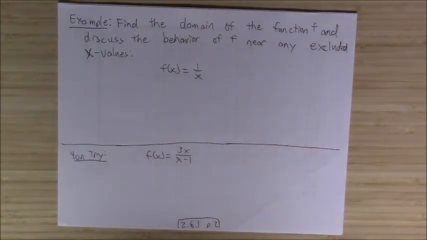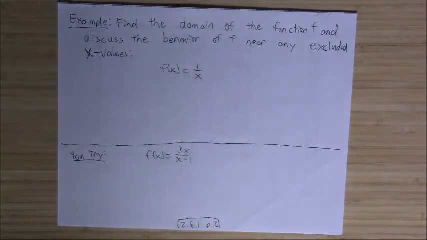So for example, let's go ahead and find the domain of the function 1 over x and discuss what its behavior is at any excluded x values, and then you'll do the same thing with the function f of x equal 3x over x minus 1.